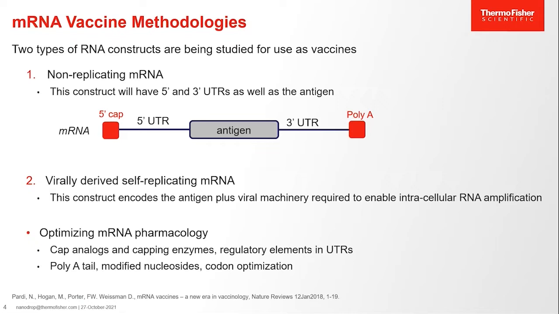Important advantages have occurred that have optimized IVT mRNA pharmacology, including capping analogs, capping enzymes, regulatory elements in the untranslated region, length of the poly A tail, modified nucleosides, and codon optimization. So let's take a look at some of the key research areas that have allowed these platforms to be utilized to produce the important vaccines in use today for COVID-19.